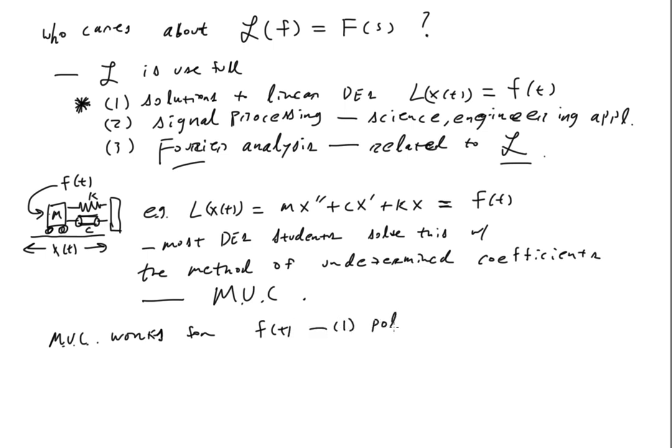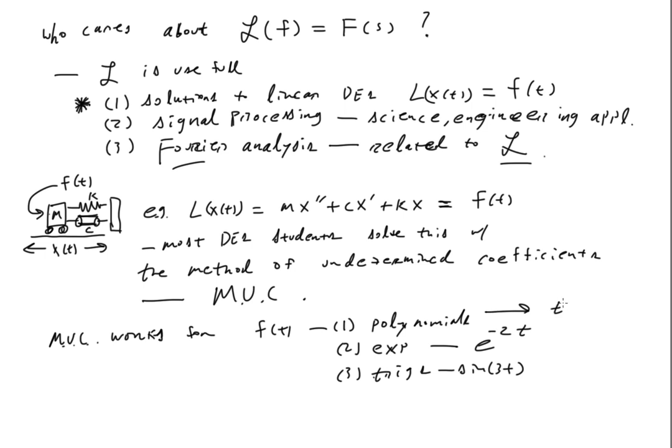One, they're polynomials. Two, exponentials. And three, trigonometric functions. So something like sine 3t, and exponentials could be something like e to the negative 2t, and polynomials, that could be something like t squared plus 1 minus t, for instance. Okay, that works well. But for a general f of t, we have to use the Laplace transform.